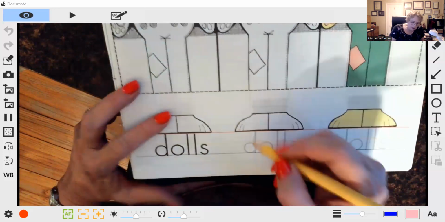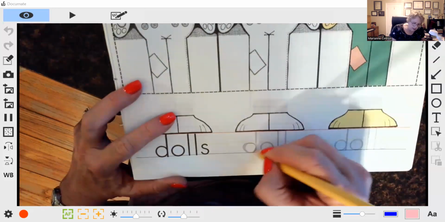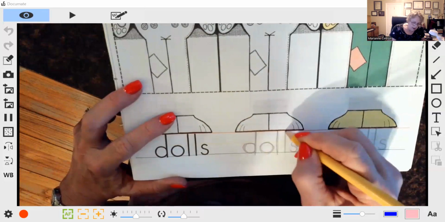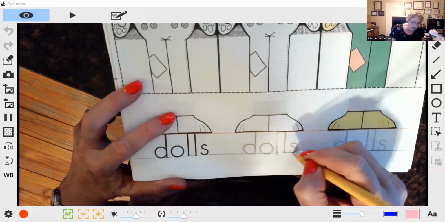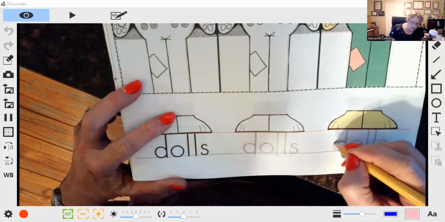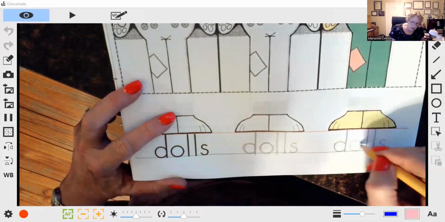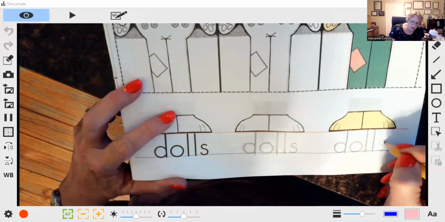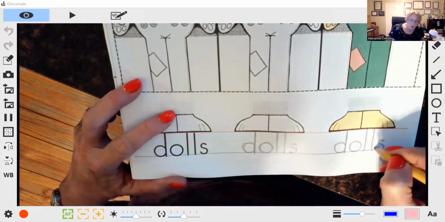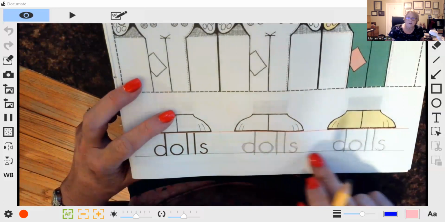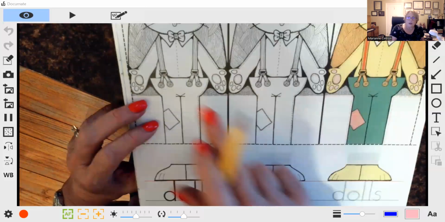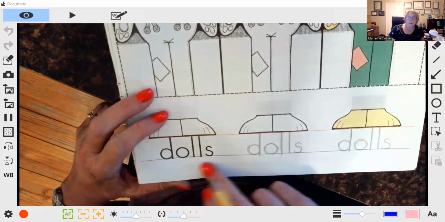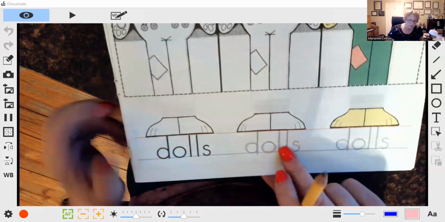D-O-L-L-S. So we're going to make our C stroke, draw the D-O-L-L-S. So we have the S because there's 3. 1, 2, 3. Here's our floss word. Doll is a floss word.